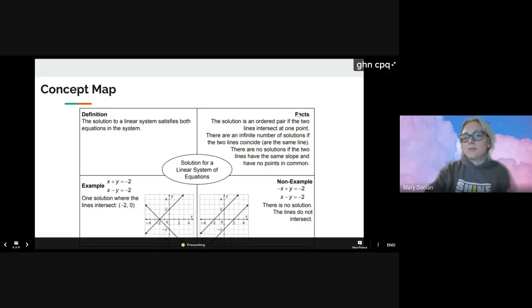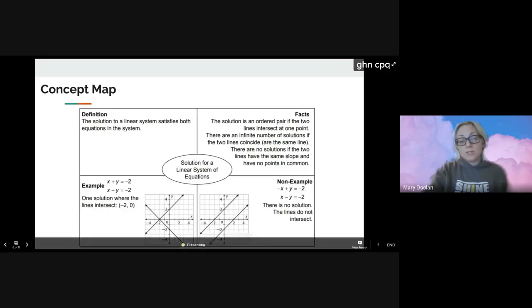If we come over here to the facts, the solution is an ordered pair if the two lines intersect at 1 point. There are an infinite number of solutions if the two lines coincide. That was one of our vocab words, coincide. That means they're the same line. They overlap perfectly, because two lines that overlap intersect everywhere. So everywhere they touch is a solution, all the points.